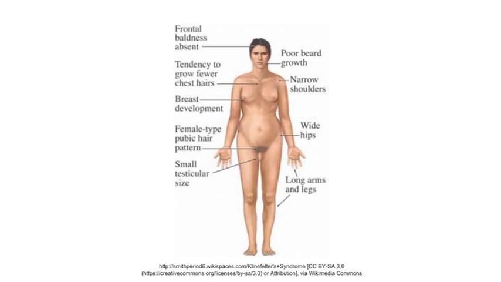This is a figure showing some of the features of Klinefelter syndrome, which can be found in section 11 of genetics. So again, you can see gynecomastia, wide hips, and small fibrotic testes. Okay, let's do a question.